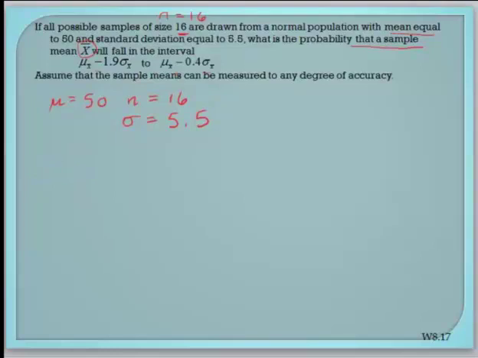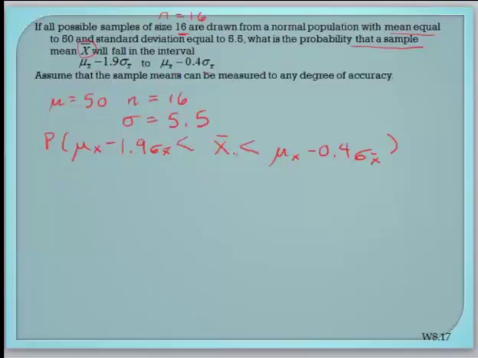What we do is we look for the probability that mu x minus 1.9 sigma x is less than x bar is less than mu x minus 0.4 sigma x bar, actually.